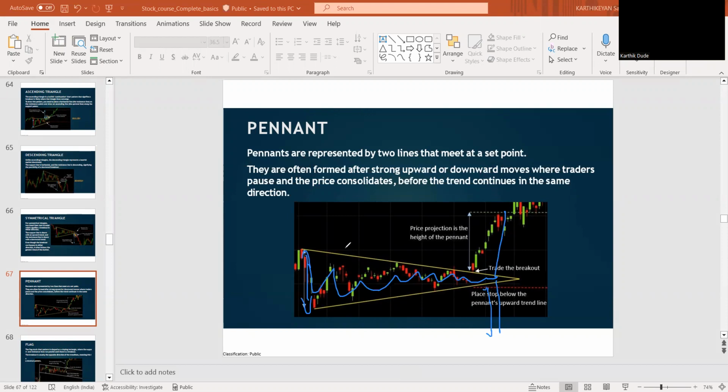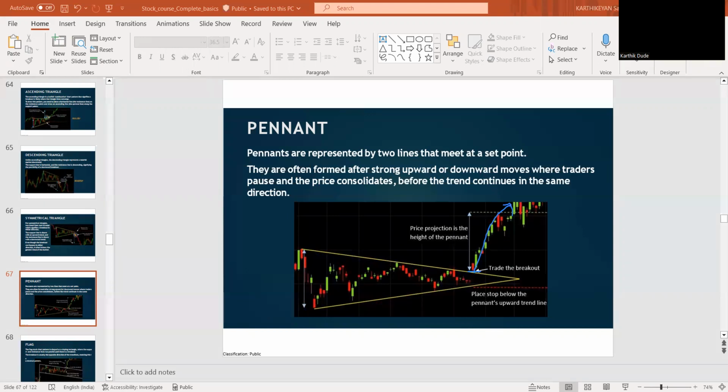See, a lot of patterns depend on the triangle only. You just draw a trend line and it should respect twice or thrice. When you draw the trend line, the price should drop from that trend line. Once that is getting respected, it should break either side and price will move. So let's see the pennant.